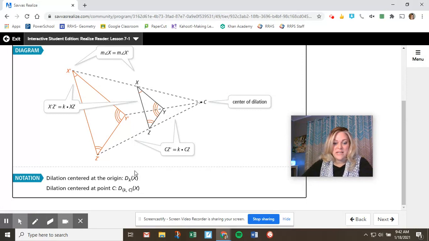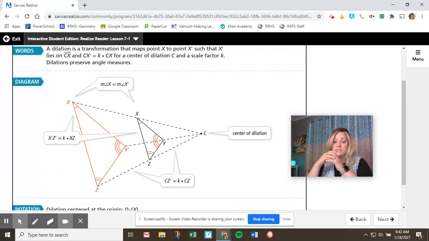It gives you the notation down here at the bottom, and basically it means a dilation can increase in size from any given point or center. If the scale factor is greater than 1, it's going to be an enlargement. If the scale factor is between 0 and 1, it's going to be a decrease in size. I hope that helps.